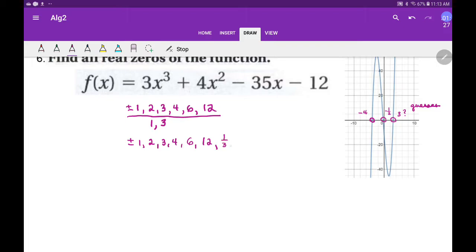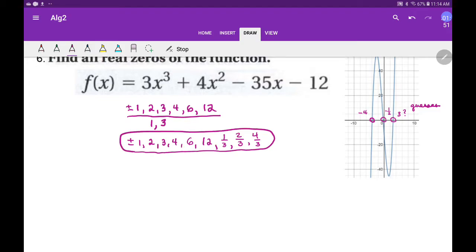1 over 3, and let's see, 2 over 3. Not 3 over 3 because I already have 1. 4 over 3. 6 over 3, I already have 2. And 12 over 3, I already have 4. Okay, so those are my possibilities right there.